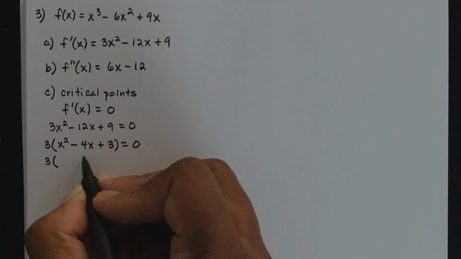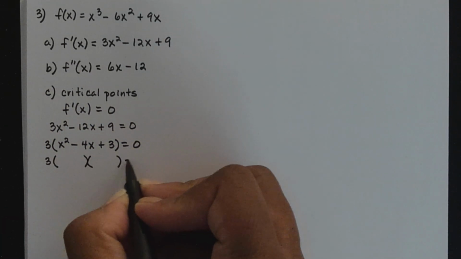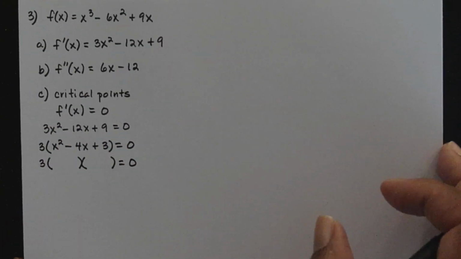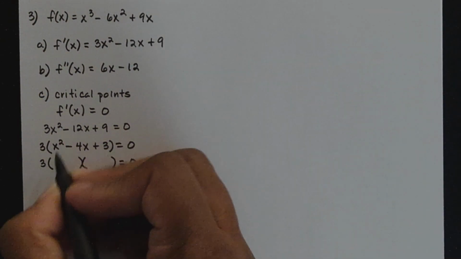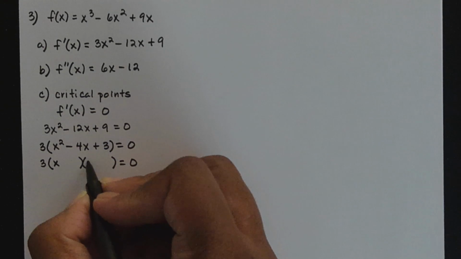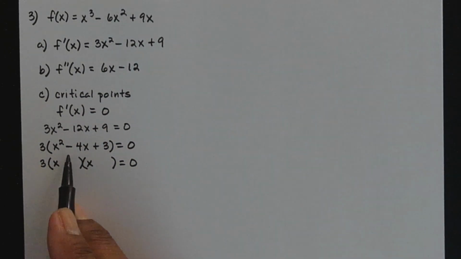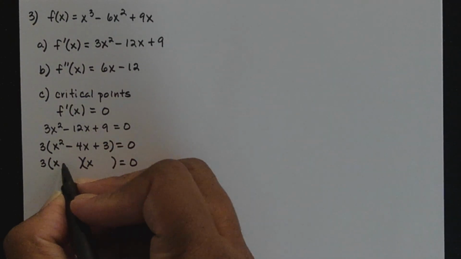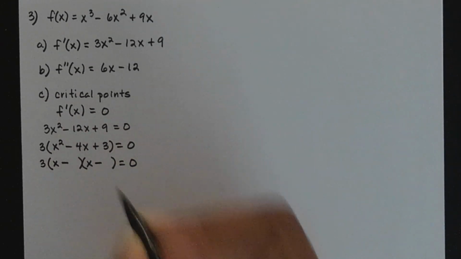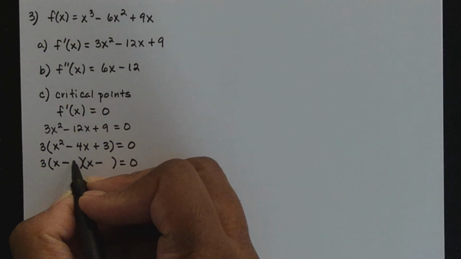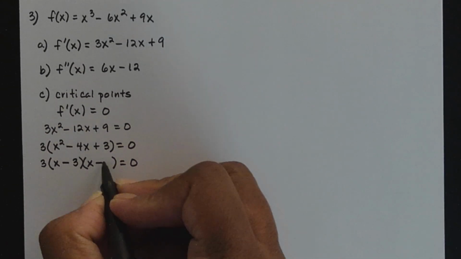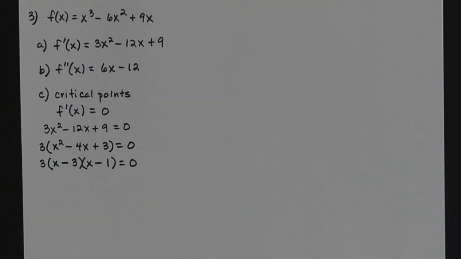Let's see if we can factor that x squared minus 4x plus 3 into two binomials here. So the x squared breaks up as x and x. The middle term is a minus and the last term is a plus, so I need minus signs here. What factors of 3 would give me a minus 4x? Minus 3 and minus 1. Right. So here I get 3 times x minus 3 times x minus 1 equal to 0.